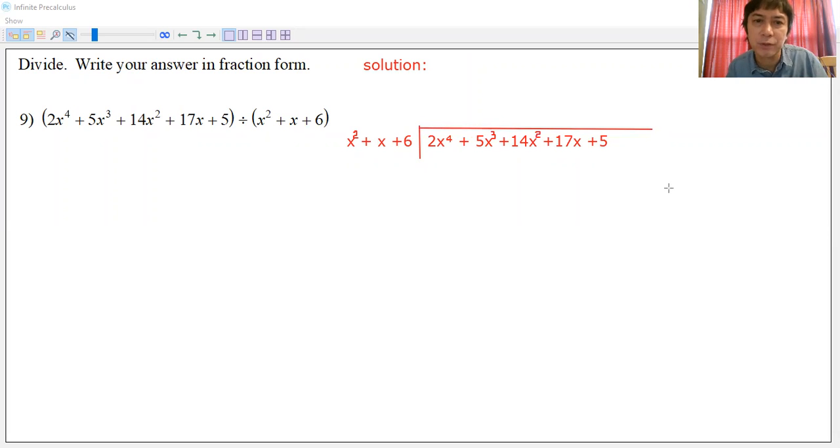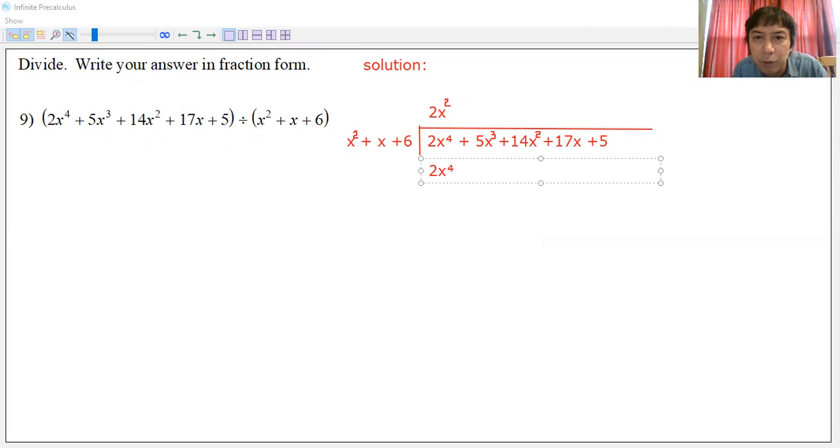Let's divide. 2x to the fourth by x squared is 2x squared. This will be over here. That's 2x squared. This must be 2. Okay, multiplication now. So that will be 2x squared times x squared. You're back to 2x to the fourth. It will be over here. So that is 2x to the fourth.